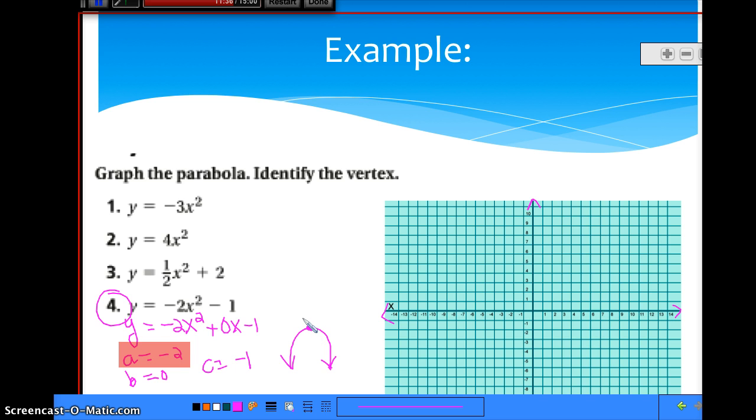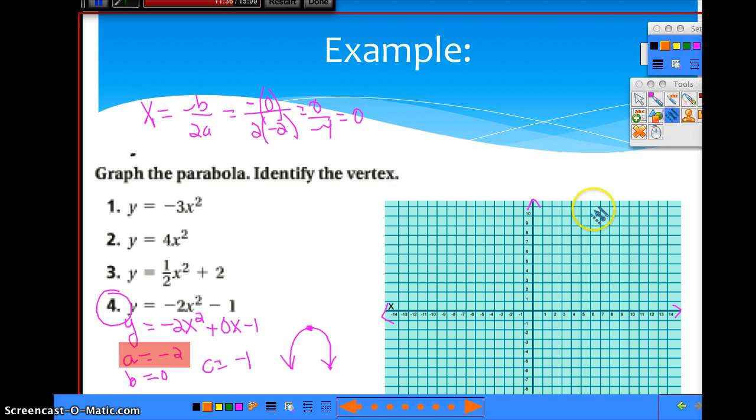So let's figure out what the axis of symmetry is. That's the x equals -b over 2a formula. Plug in -b, b is 0, divided by 2 times a, which is -2, which is 0 divided by -4, which is 0. So the axis of symmetry, grab a straight edge, is going to be at 0, which is right smack on top of the y-axis. So this is x equals 0.